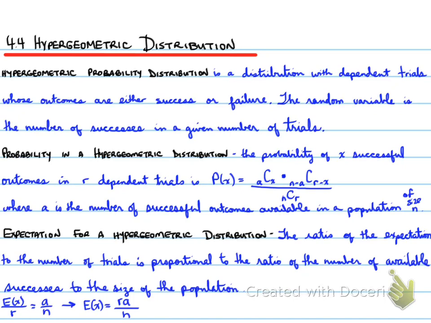Now, when you look at this and the explanations of this, you have to understand what it's asking. With the expectation, you're looking at E of X over R. That means the expected value over a certain number R is equal to A, the number of successes, over the population N. So we're going to look at examples that involve this.